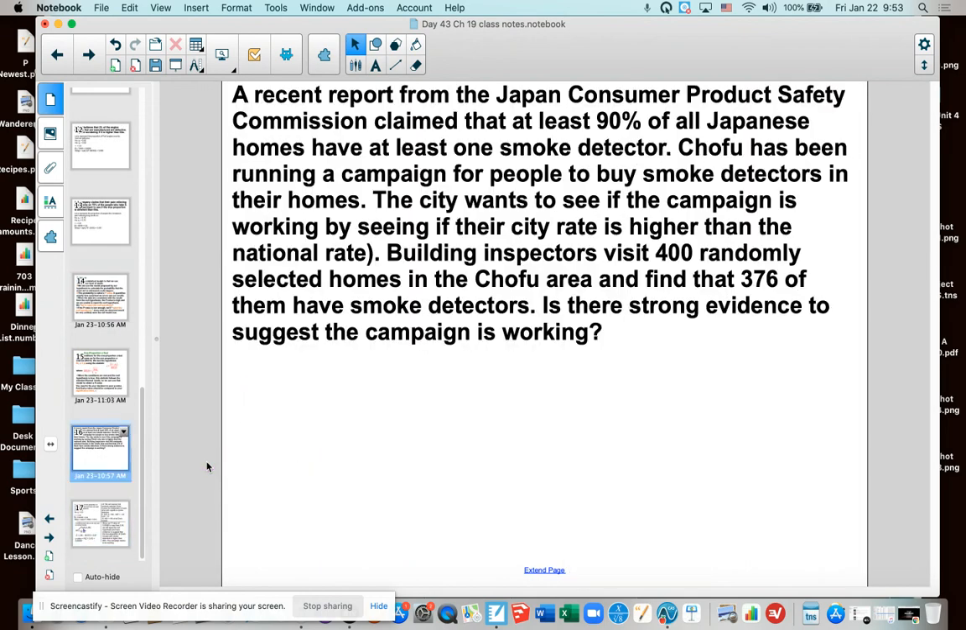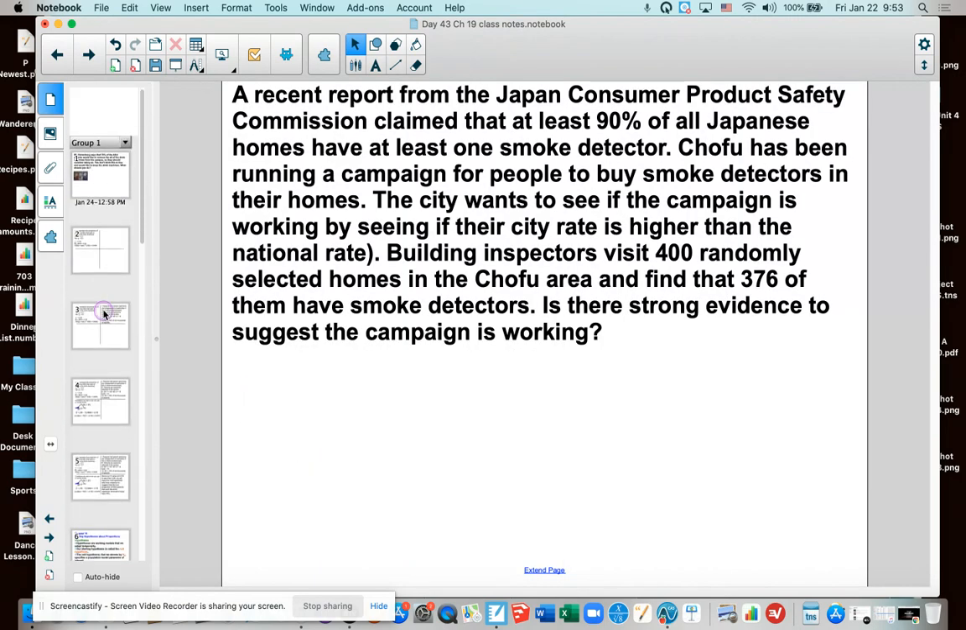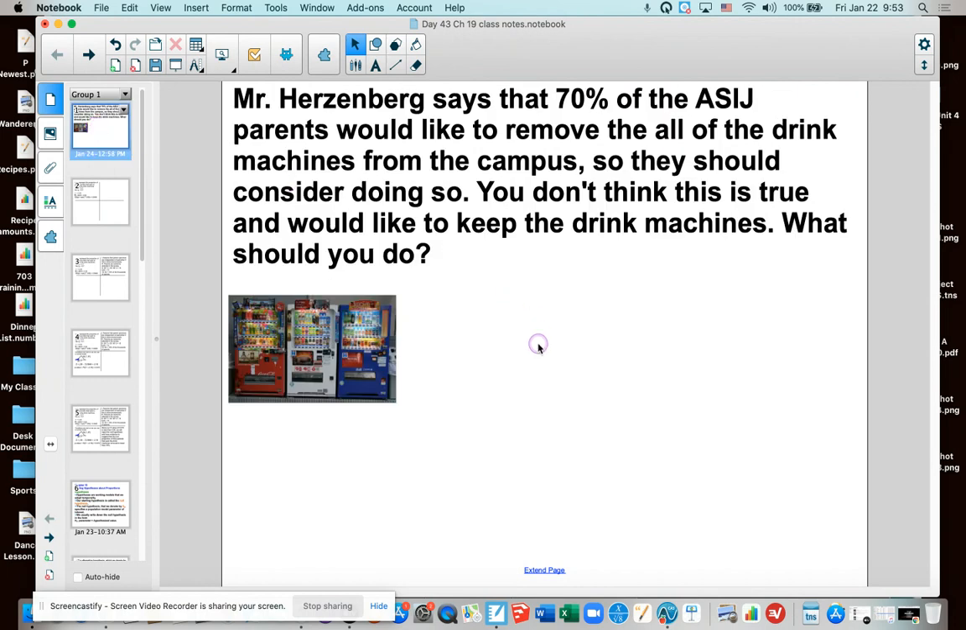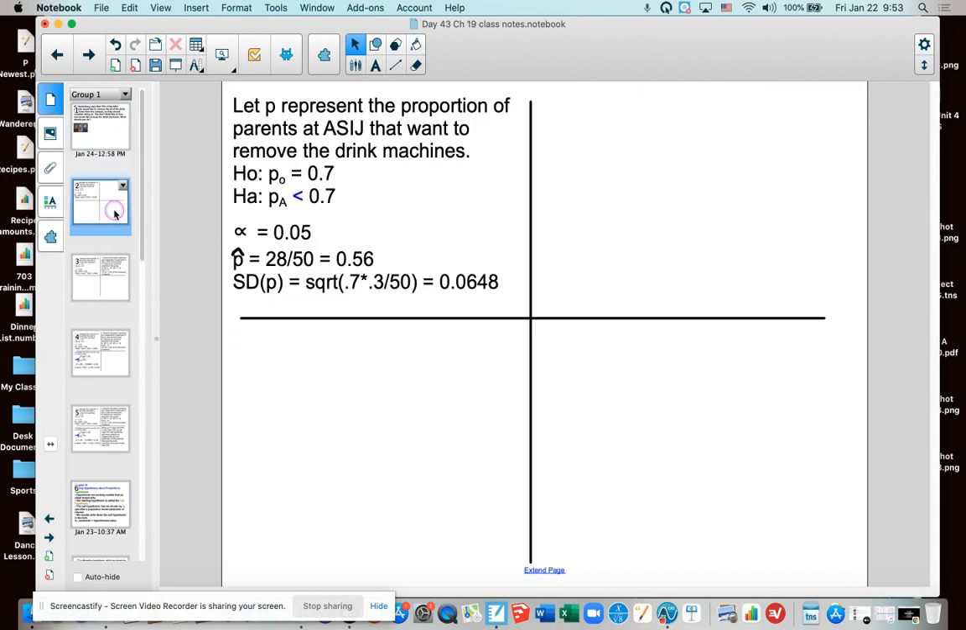All right, so we've got a couple problems. Let's go back to Mr. Herzenberg's problems, and then we'll be done. We'll do two problems, and then we're done. The video will be finished. So back to this problem. He said 70%. So when I set it up, I should have 70% as my claim. Of course, I define my variables, and then I think it's less than 70%. I leave my alpha at 0.05.